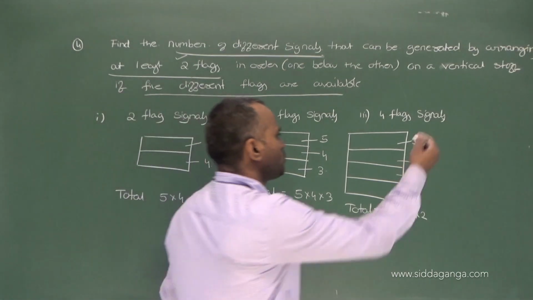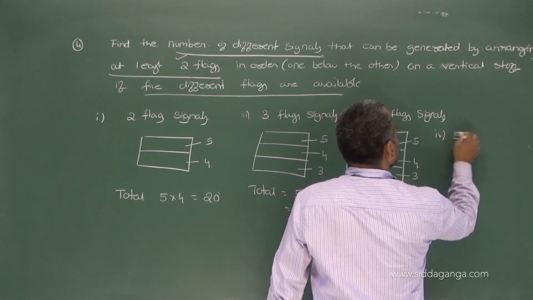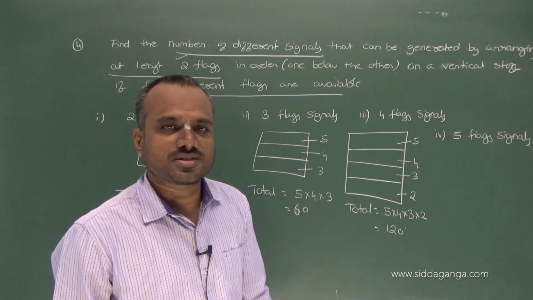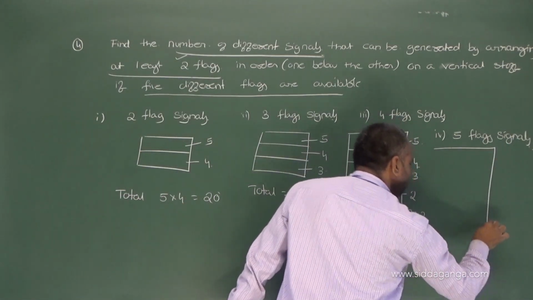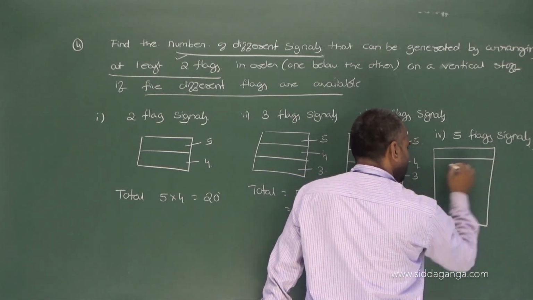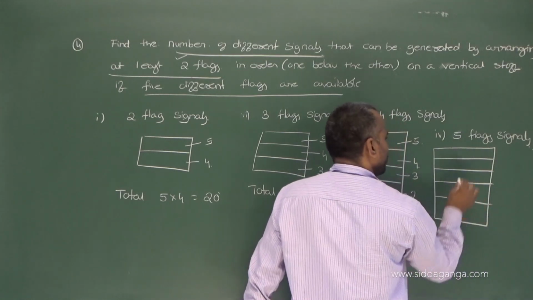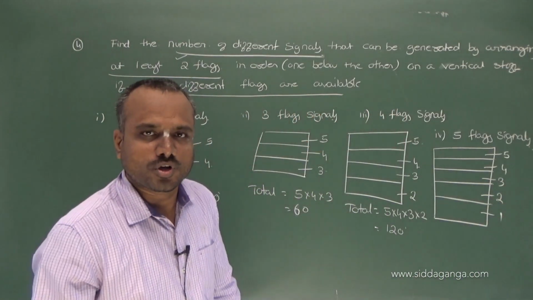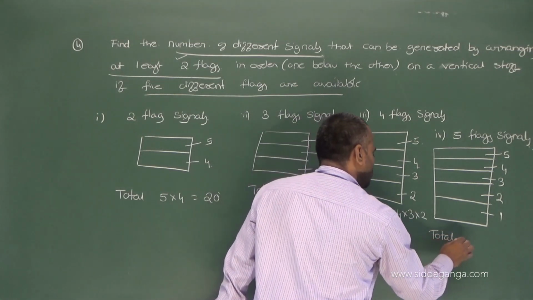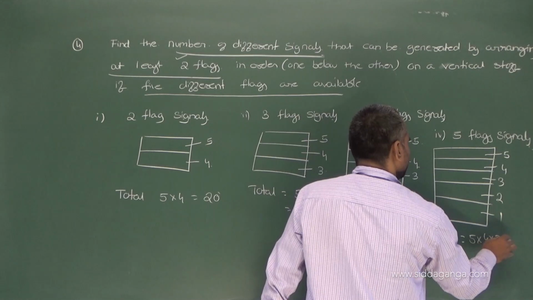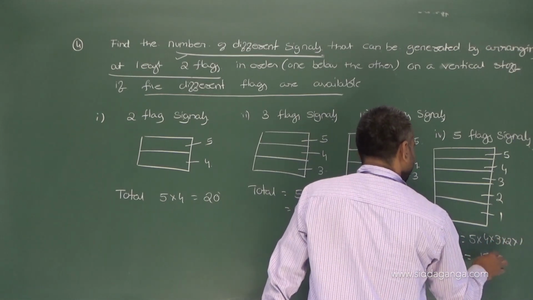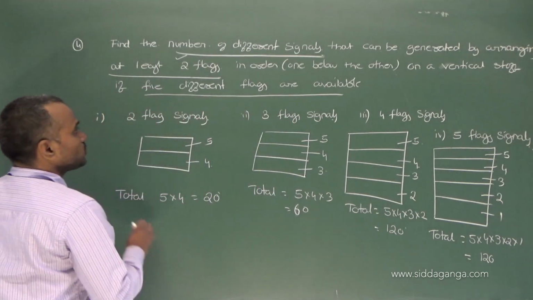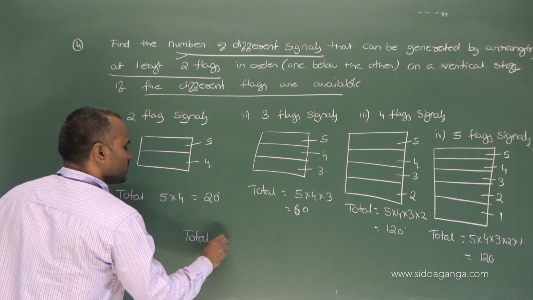Maximum number is what? 5. So one more we have to write. Fourth one, 5 flag signals. For that, 1, 2, 3, 4, 5 boxes. This can be filled in 5, 4, 3, 2, 1 ways. According to the fundamental principle, total 5 into 4 into 3 into 2 into 1. So how much? 120 ways. So total number of ways, this is very important.